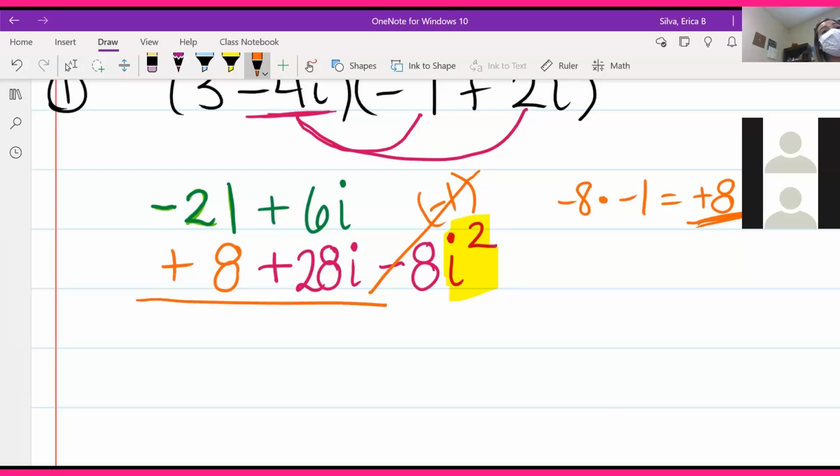Because our last step is to combine like terms, all we do is add down. So -21 plus 8 is -13. And then 6 plus 28 is a positive 34i. And that's our answer.